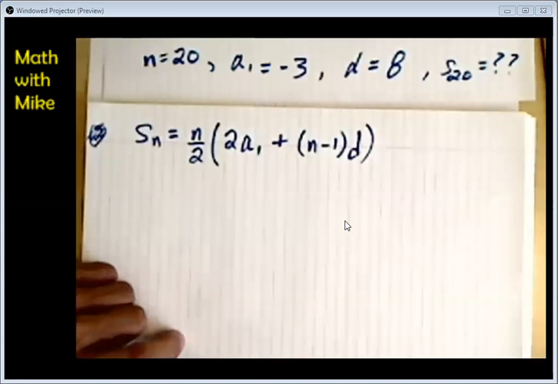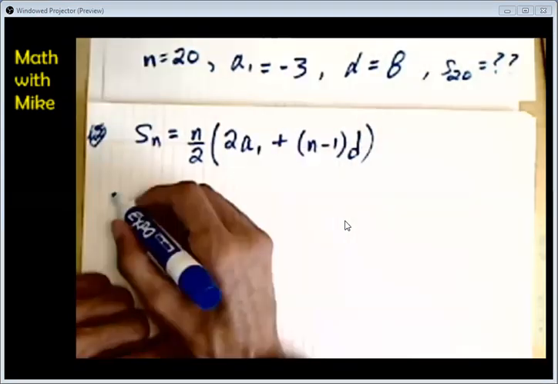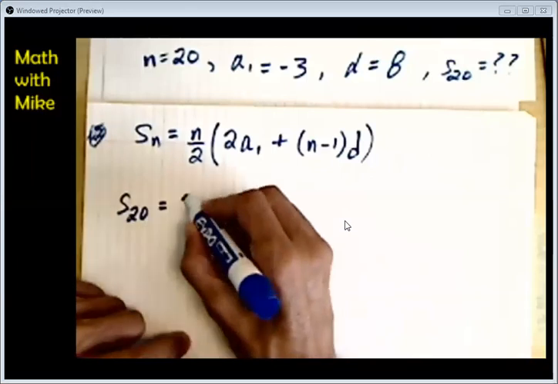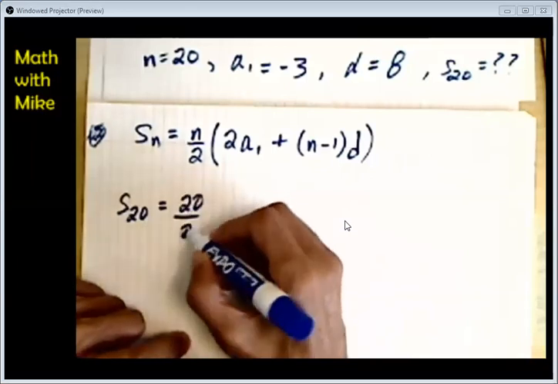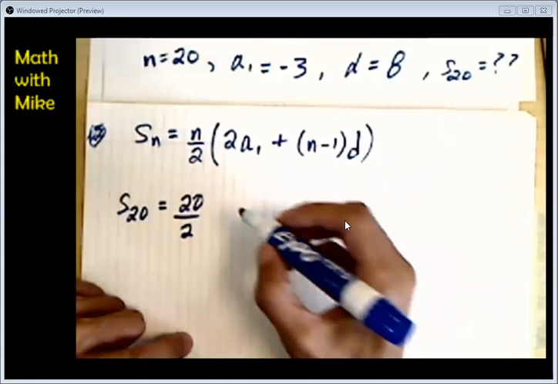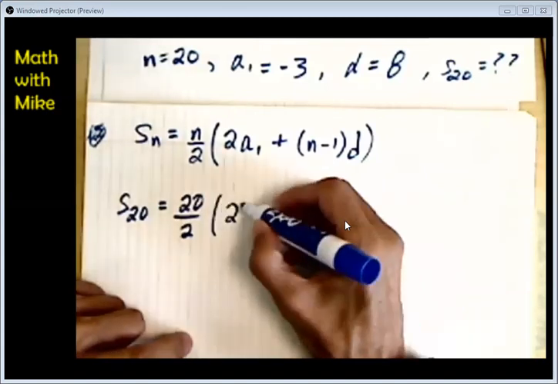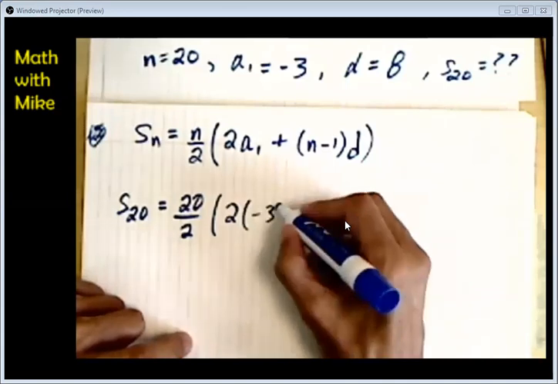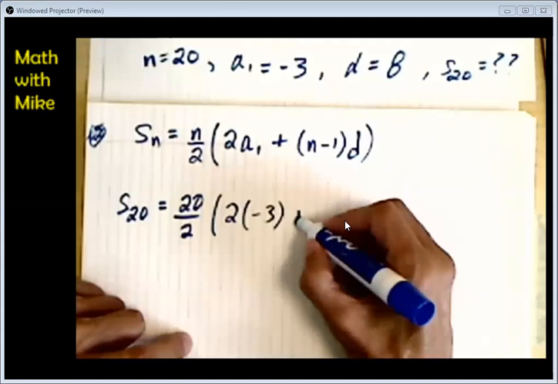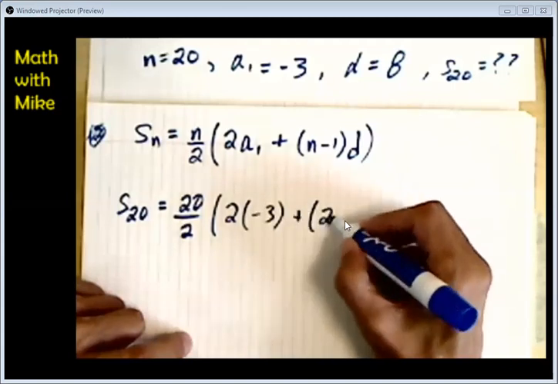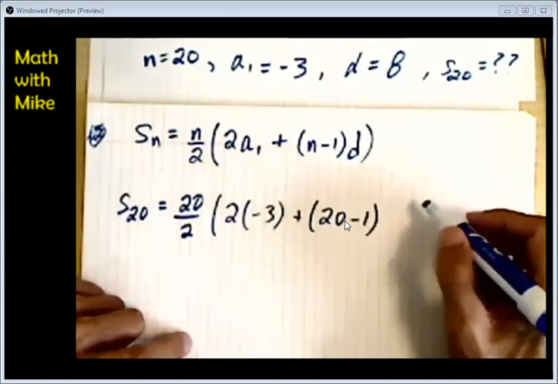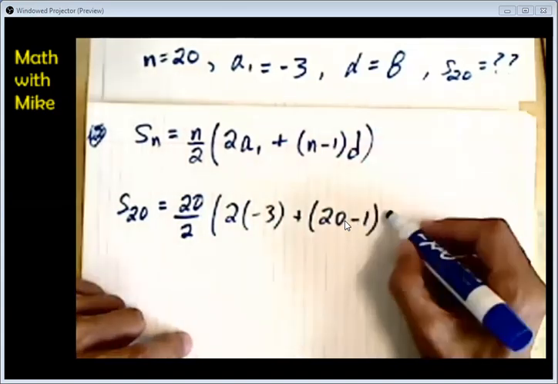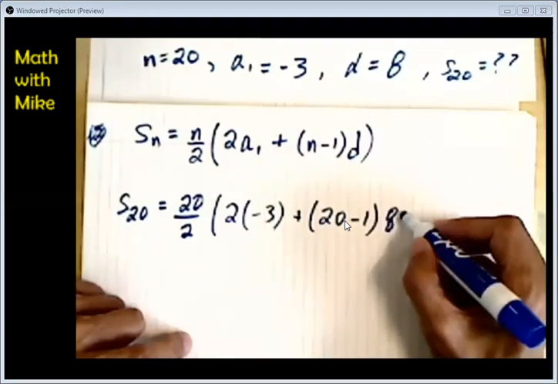Sub them in and be careful, right? Okay, so we get S20, 20 over 2. 2 brackets like this, yeah. Yeah, minus 3. So you gotta be careful with that. Plus 20 minus 1. And D is 8, right? Okay. So 8 is right there.